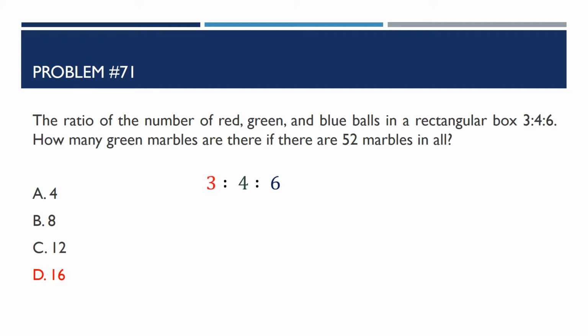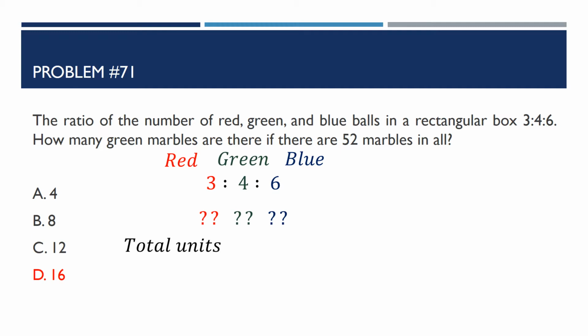So let us copy the ratio. 3 is for red, 4 is for green, and 6 is for blue. We have no idea how many red, green, and blue there are, but we know the total. It's 52 marbles, and we're going to use that idea to solve this. First, we're going to know the total units. It's the sum of 3, 4, and 6, which is 13 units.